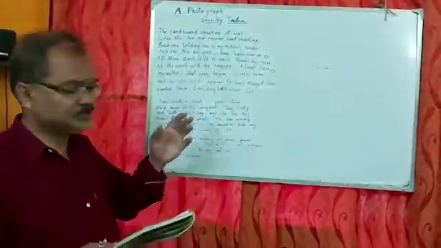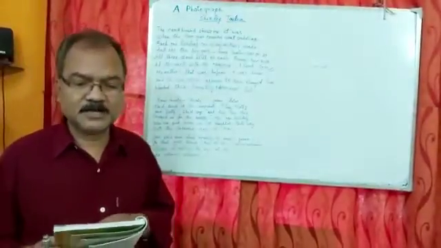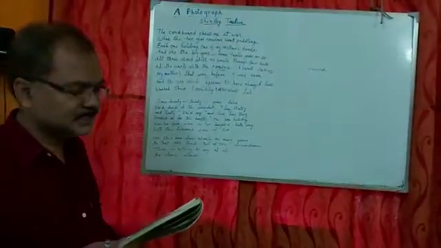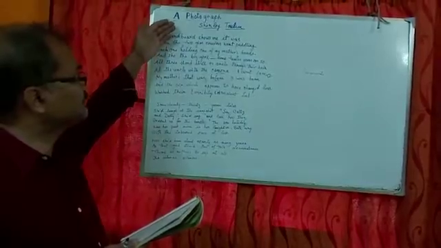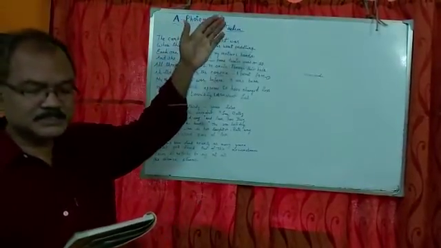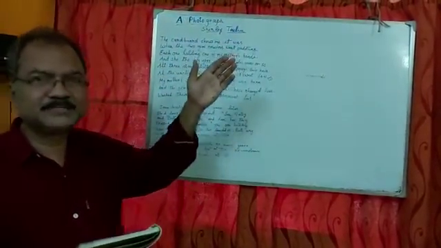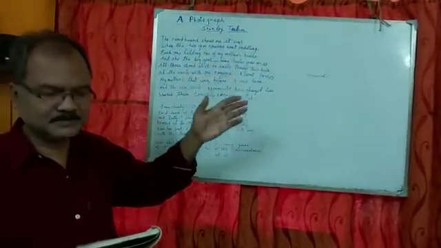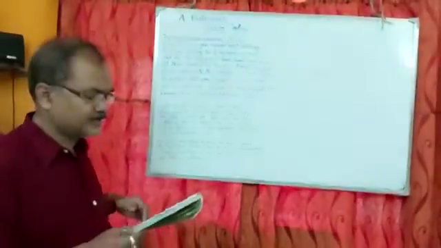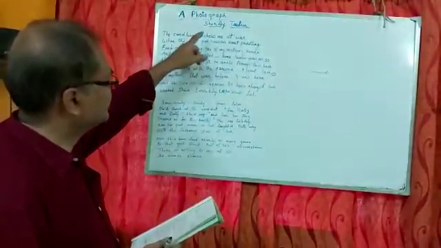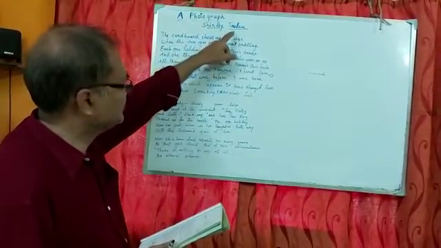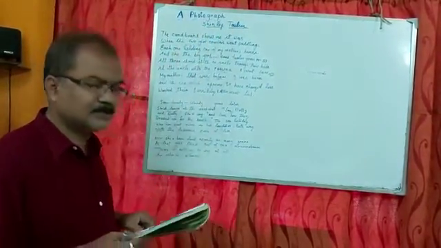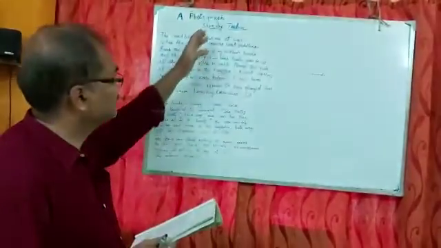Now I am teaching you a new lesson from class 11 in the syllabus, a photograph. The name of the poem is A Photograph. This is the first poem of your English syllabus of class 11 CBSE book. The writer of the poem is Shirley Toulson. Shirley Toulson, the name of the poet.